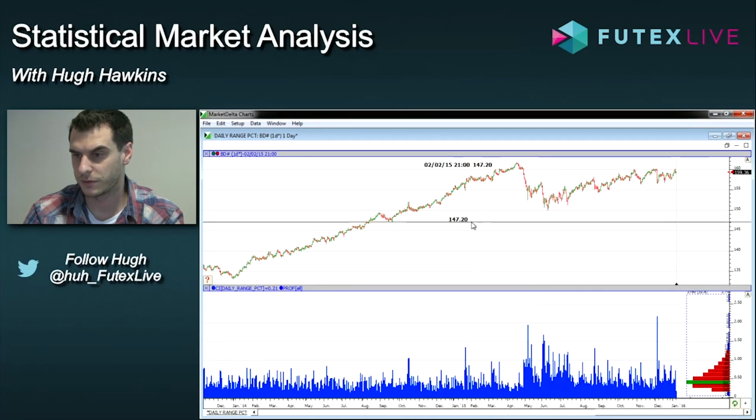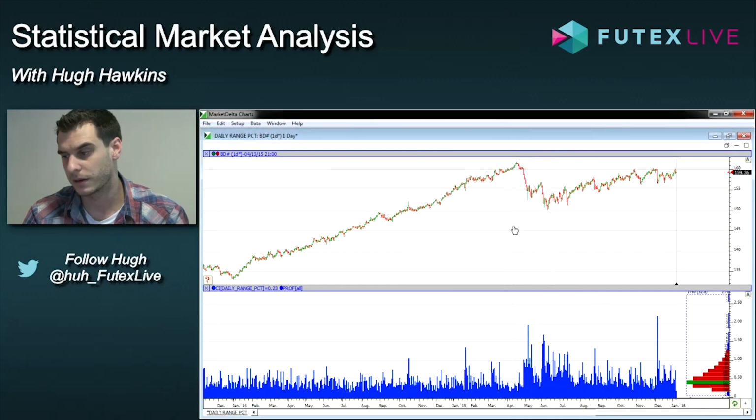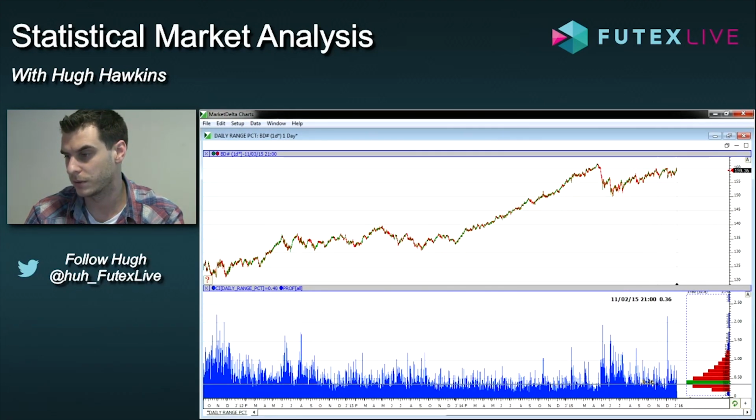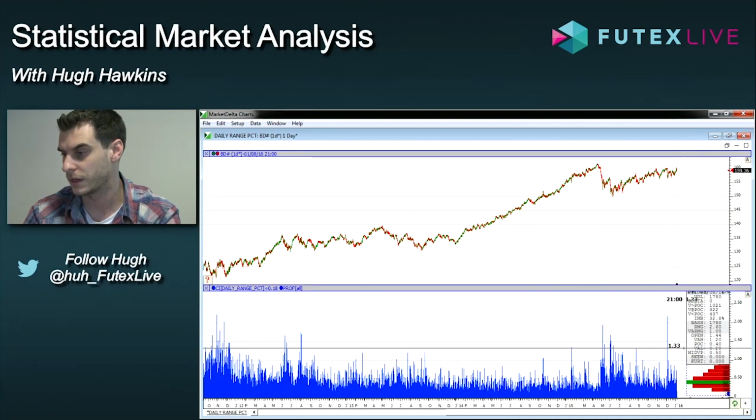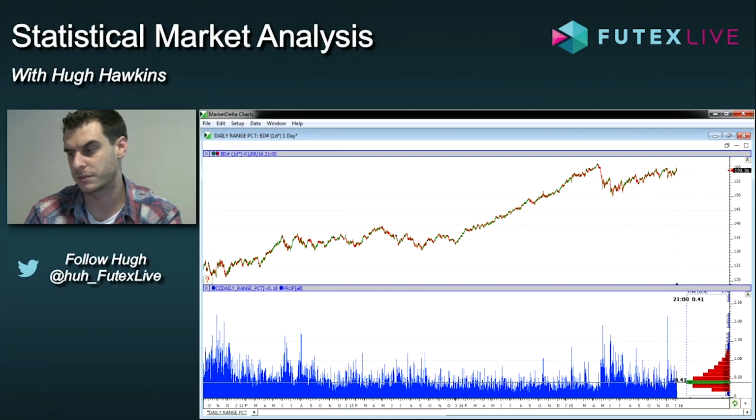So pretty similar for the Bund. Let's just check how much data we've got. 1800 days again, and our mode looks to be 0.4. So the most common daily range is about 0.4%, with 1 1/4.